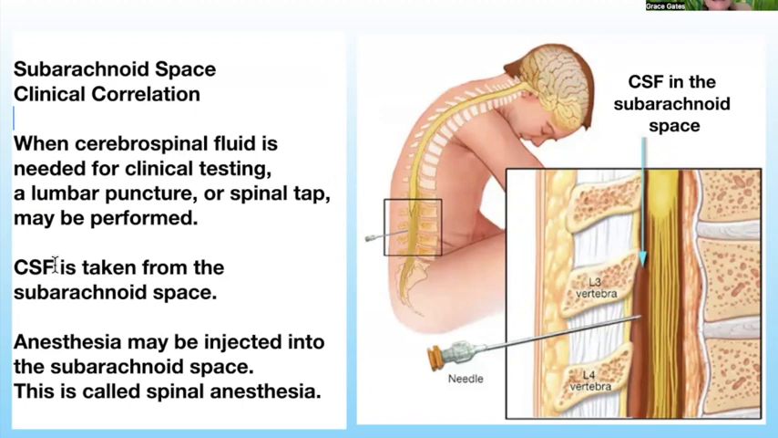Cerebrospinal fluid is taken from the subarachnoid space. Anesthesia may be injected into the subarachnoid space. This is called spinal anesthesia, and it actually works quite well. And you can look at the picture there. You'll see that they are performing the spinal tap between L3 and L4 vertebrae. In addition, if they needed to give spinal anesthesia, they could use this same space between L3 and L4 vertebrae to deliver the spinal anesthesia.